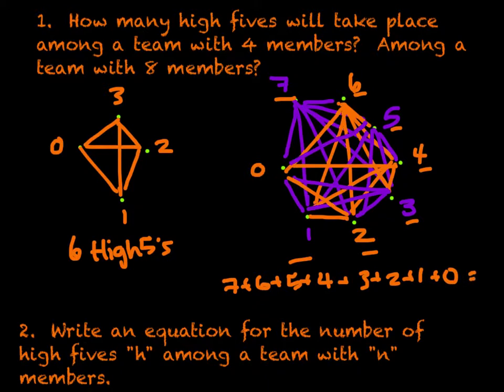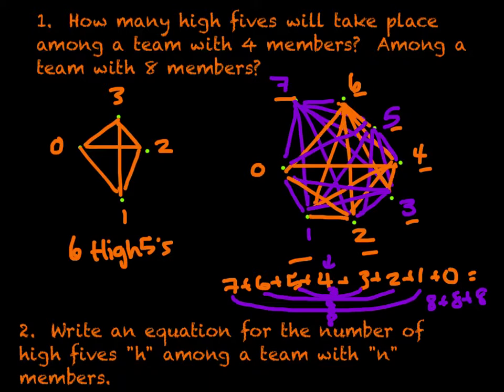Add all those up together and we get... I'm going to show you a little bit of ways to play around with this. We have 7 plus 1, we get 8. 6 plus 2, we get 8. 5 plus 3, we get 8. And we have 4 left over. So 8 plus 8 plus 8, 8 times 3 equals 32 plus another 4, and we get... 8 times 3 is not 32, sorry. 8 times 3, which is 24, plus another 4, and we get 28 high fives.